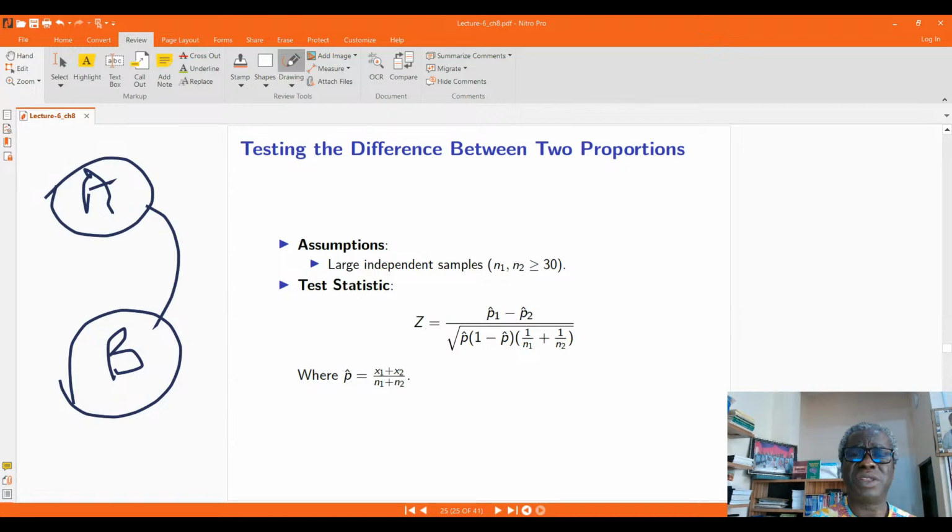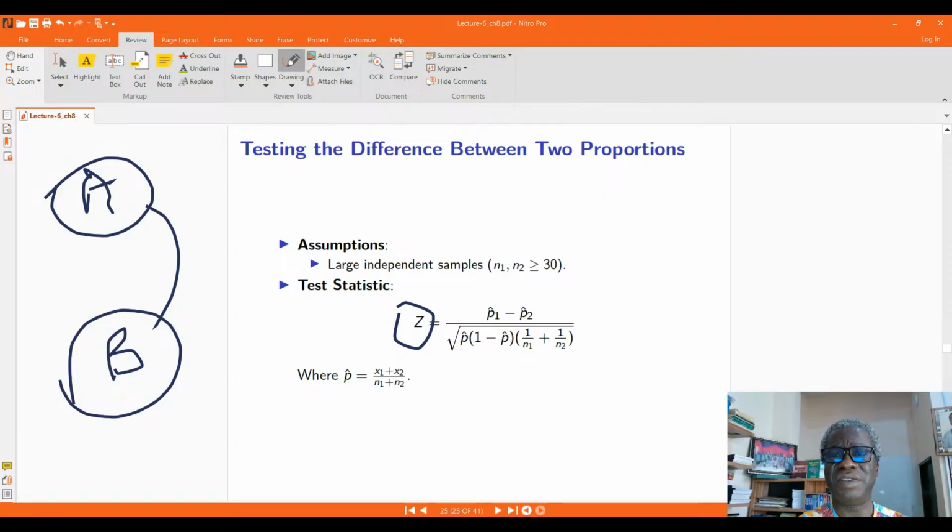But as before, the assumptions are that, unlike in the mean, you have two assumptions. They also apply here. The samples are large and independent. You take large enough samples from the two populations, that is N1, N2 must be greater than or equal to 30. And so this is the expression you use to compute your Z statistic.